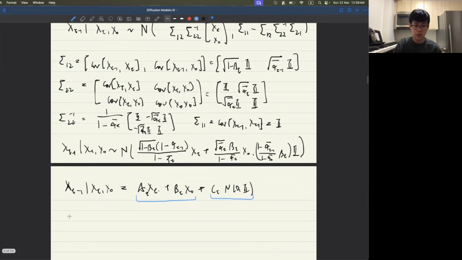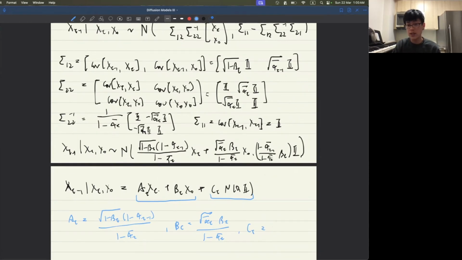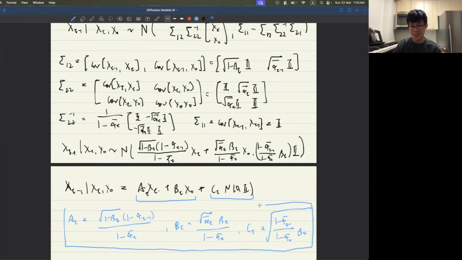And I just want to put here for completeness that AT is equal to just copying off the coefficients on top. BT is equal to square root alpha t bar beta t over 1 minus alpha t bar, and CT is equal to, because this is the variance, we have to take the square root of 1 minus alpha t minus 1 bar over 1 minus alpha t bar times beta t. And I'm pretty sure all of these are correct. You can work out the details.